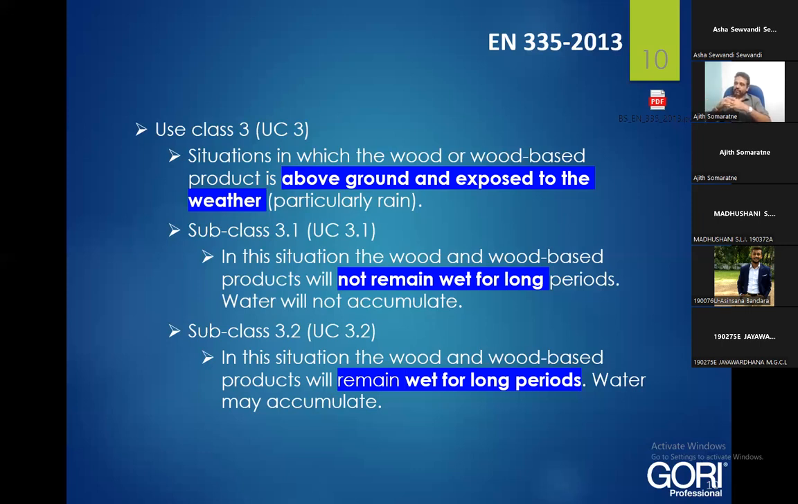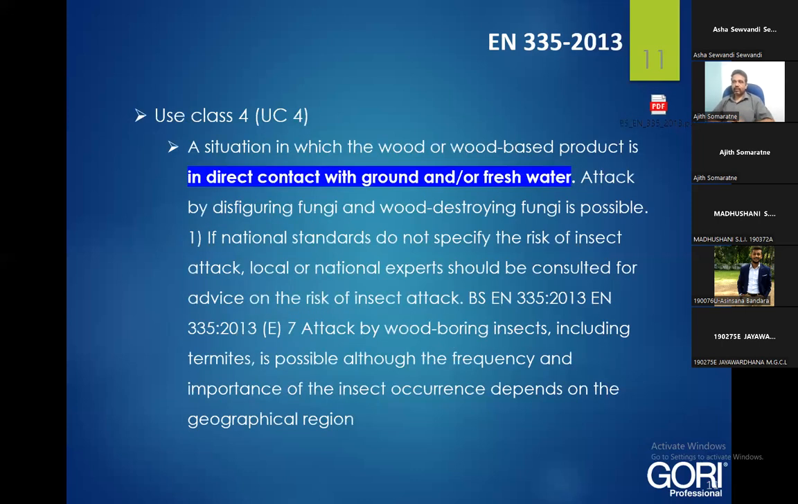So it divides into two subclasses. One will not remain wet for long. The other one remains wet for long periods. So these are the two categories. For 3.1, I have given you examples like furniture on a rooftop, and windows and doors in exterior space. For subclass 3.2, I can give an example such as an exterior wooden deck, say a pool deck, right? It will come under subclass 3.2. So we'll move on to the next one.